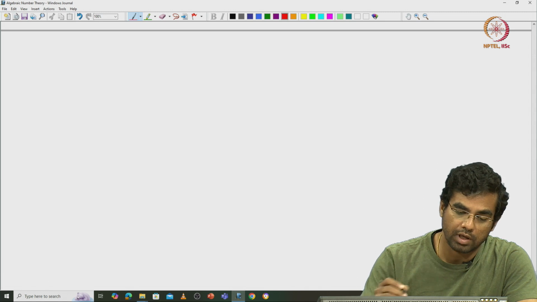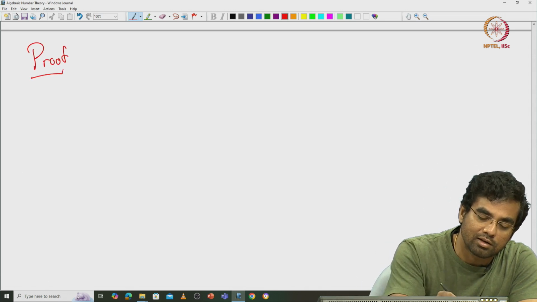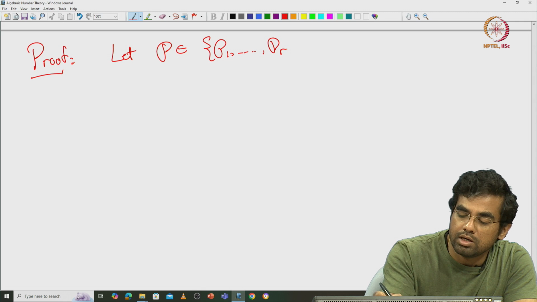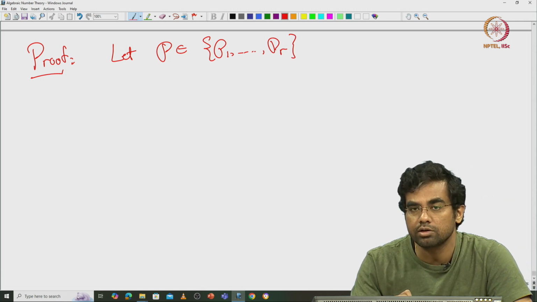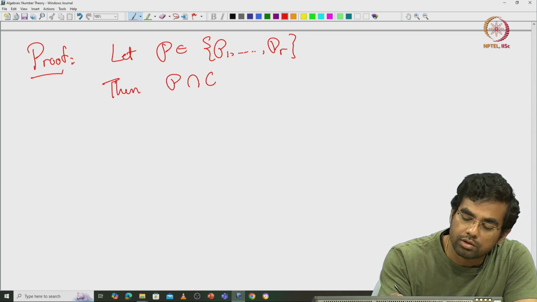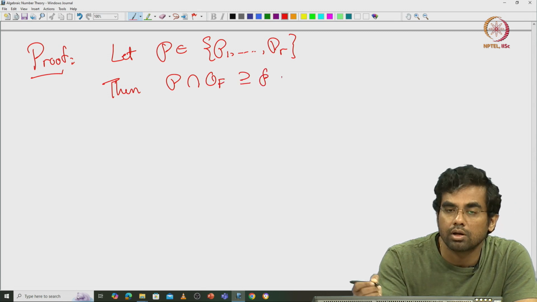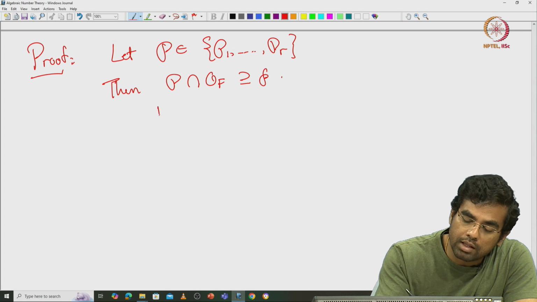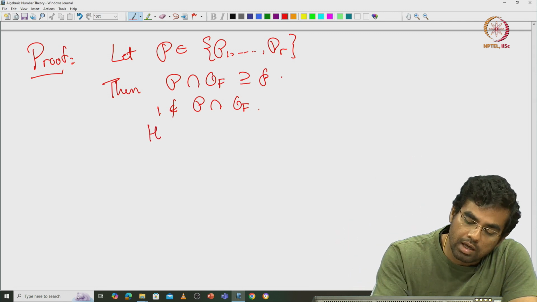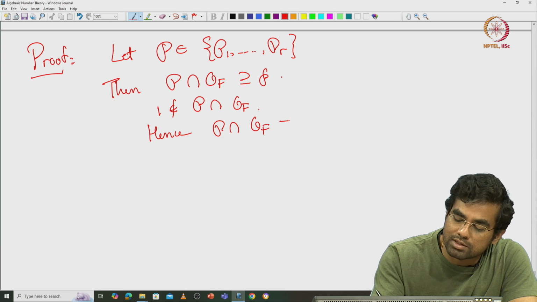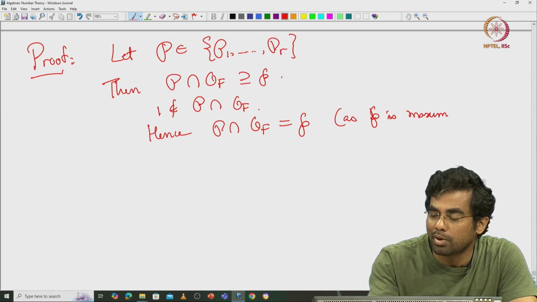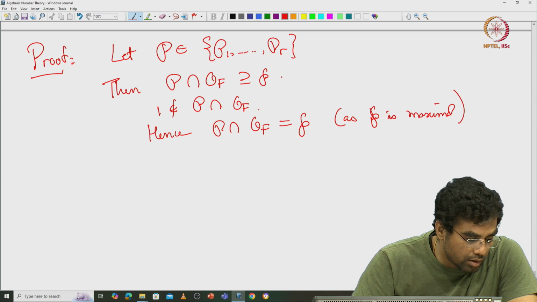So, maybe I will prove part of your exercise here anyway. Let P be an element in P1 up to Pr, so any prime ideal that appears in the factorization of small p times OK. Then P intersected with OF contains P, right, and 1 does not belong to P intersected with OF because 1 does not lie in P. Hence, P intersected with OF is equal to P, as P is maximal. So, I have proven part of your exercise for you.